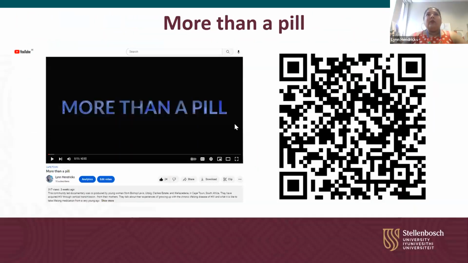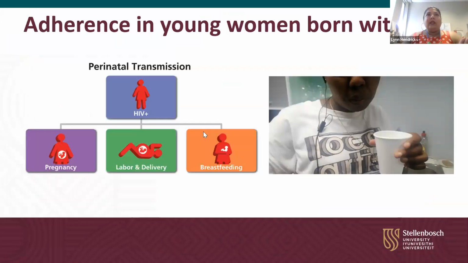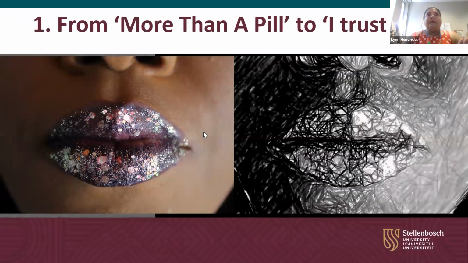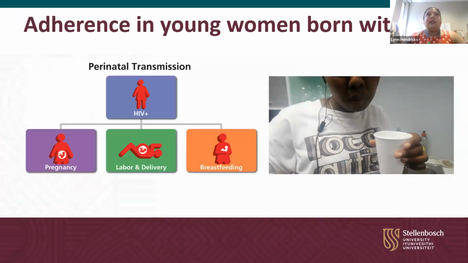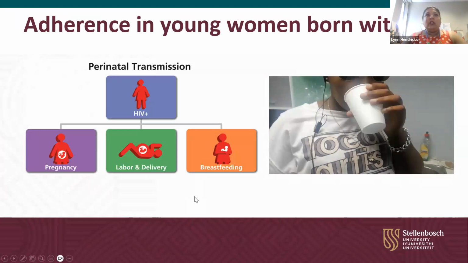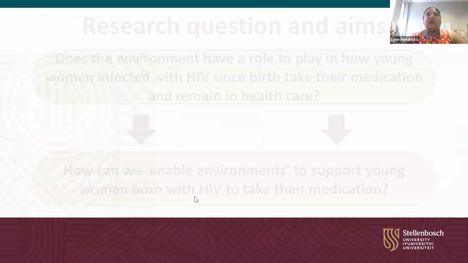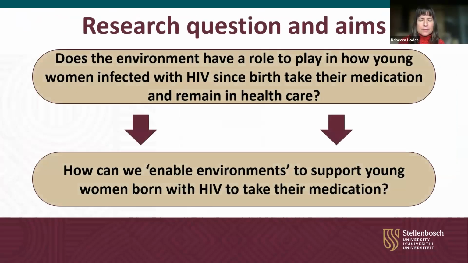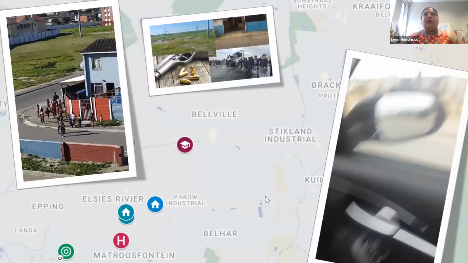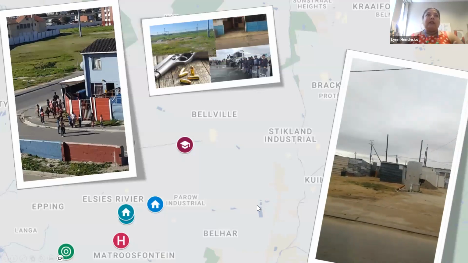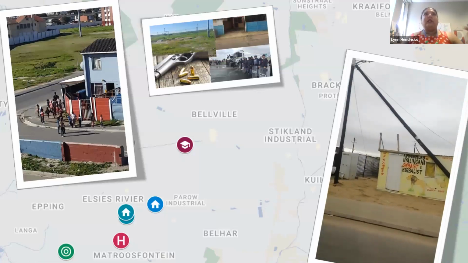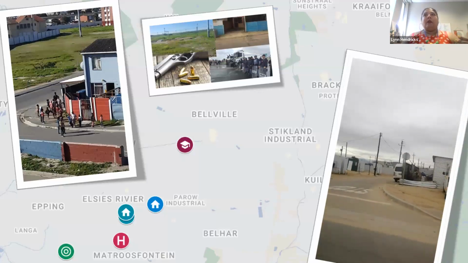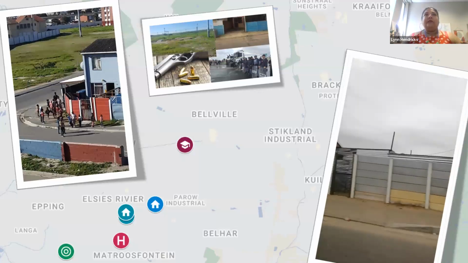So I will just briefly go back to the key slides. So this is the slide around adherence to medication. I do apologize for this. No problem. Main research questions around the environment and how we enable it. The communities that we worked in were Wallisden, Clark's Estate, Bishop Lavis, Elsies River, and Bonteheuwel.